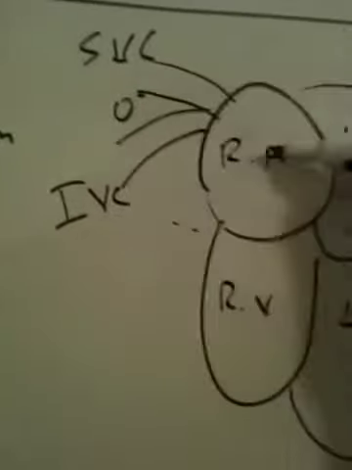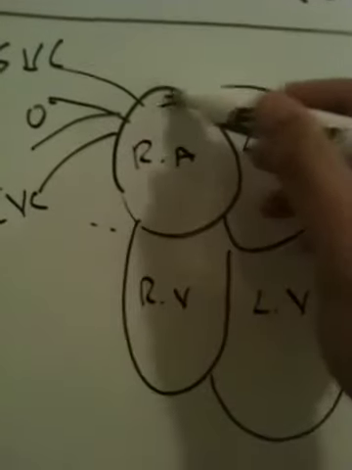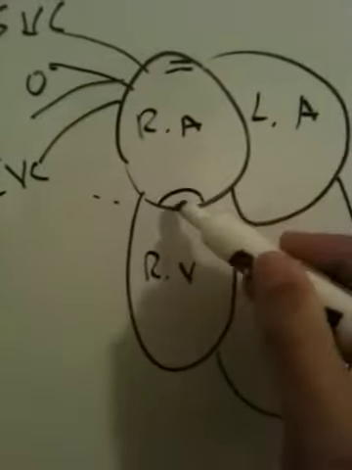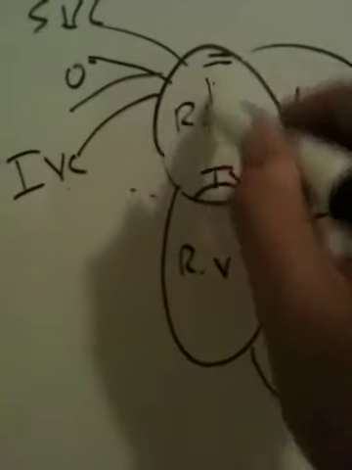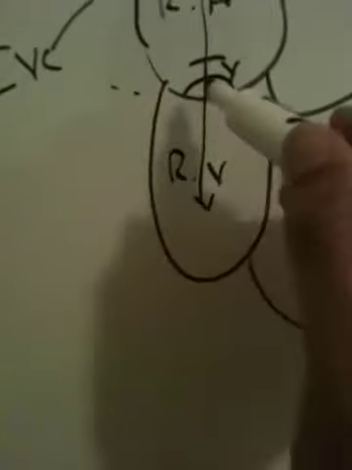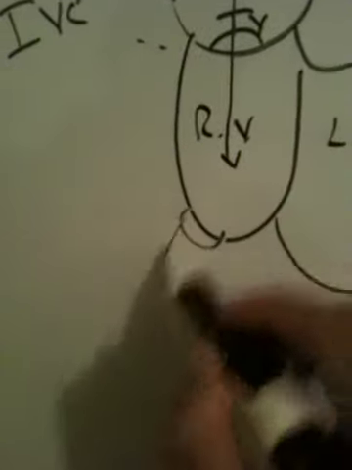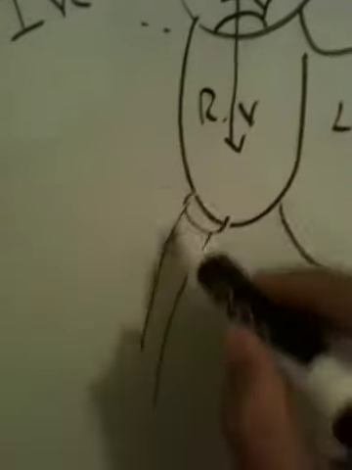This deoxygenated blood will come to the right atrium and fill to the brim. Once the pressure builds, it will open the valve called the tricuspid valve. This will open, and blood will come down to the right ventricle and fill to the brim, put pressure on the right ventricle, and it will open another valve.